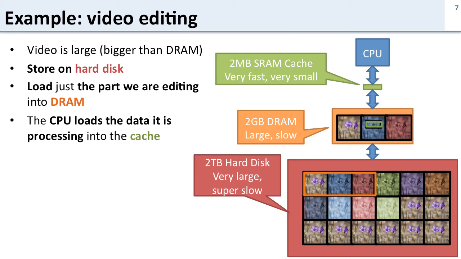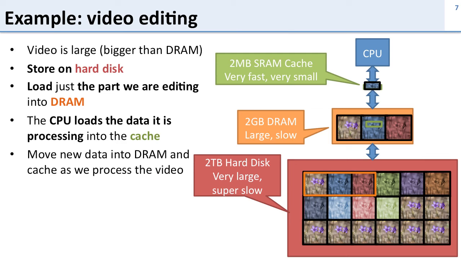Then when it moves to work on another part, it's going to move just that part into the cache as it works on it. When we go to work on new data, we're going to move that new data into the DRAM as we process it. So when we go to look at the next frame, we're going to move that next frame into the DRAM and get rid of the frame we had before.